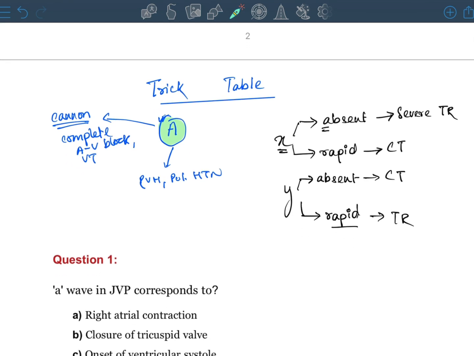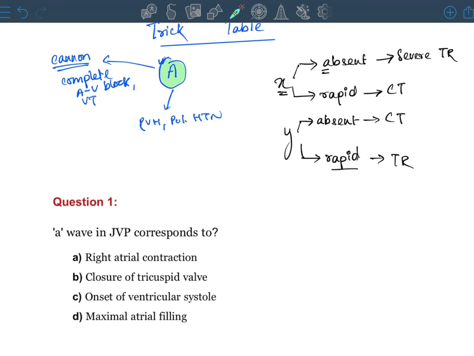Okay, let us start doing the MCQs. You will be able to do all of them easily. So see the first question.